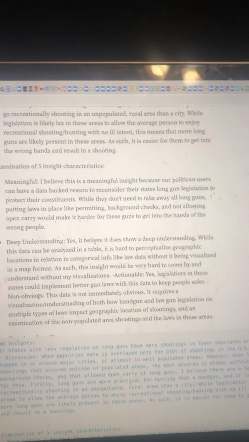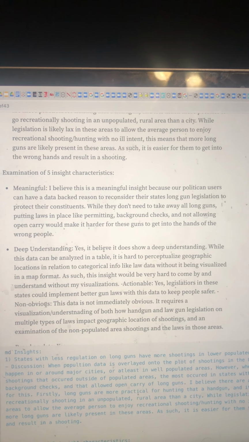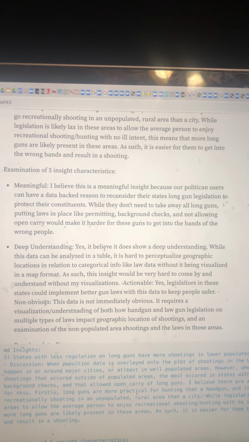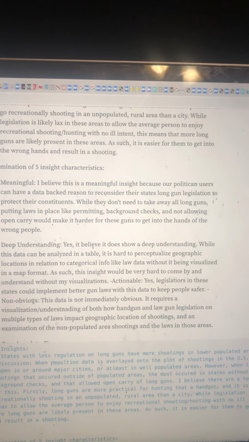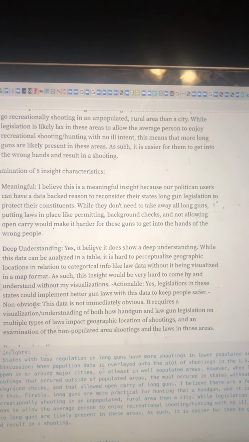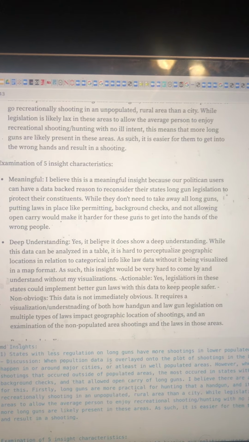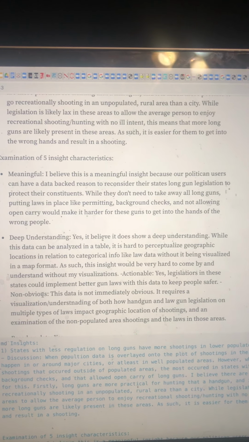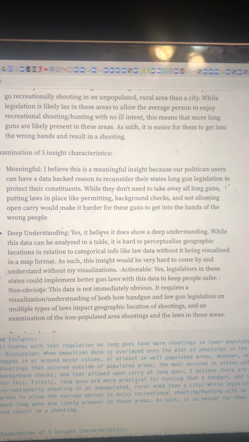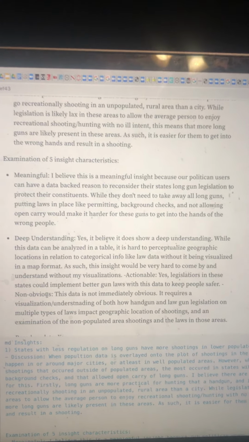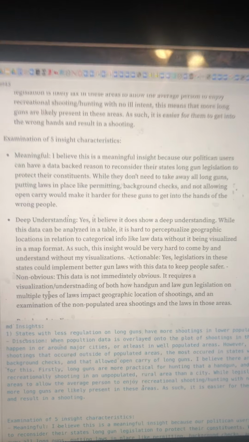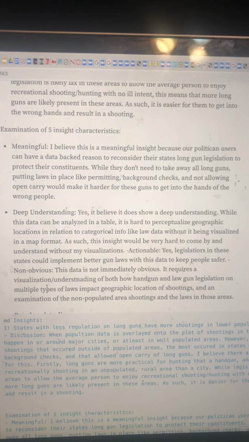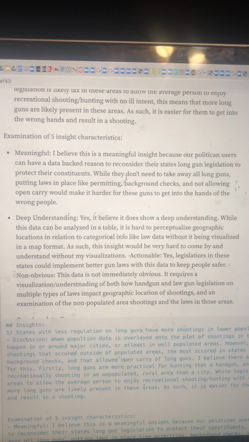Looking at the 5 characteristics of an insight, I believe it is meaningful because our politician users can have a data-backed reason to reconsider the laws and protect their constituents. So they may not need to take away the long guns, but they may be able to put in place laws like permitting and background checks, and not allow open carry, as well as for people who may not be capable of having a gun, to make it harder for guns to get into their hands.